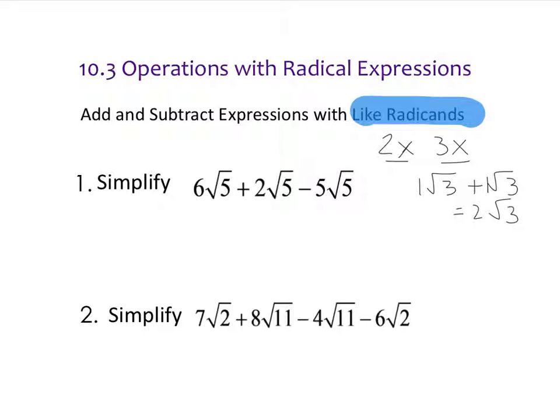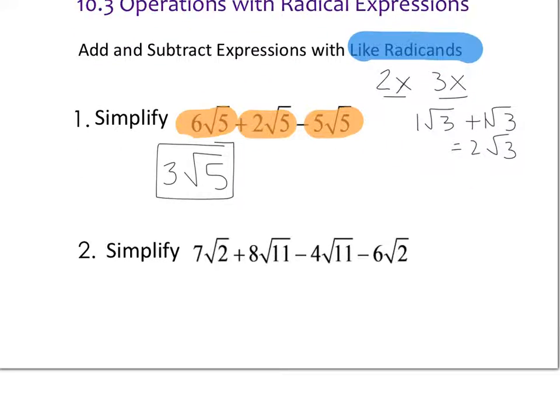So if we look at number 1 here, we need to simplify this expression. What I see is 3 like radicands: 6 square roots of 5 plus 2 square roots of 5 minus 5 square roots of 5. I'm just going to add those like I would add or subtract like terms. So 6 square roots of 5, 6 plus 2 is 8, 8 minus 5 is 3, so 3 square roots of 5. And that would be my final answer.